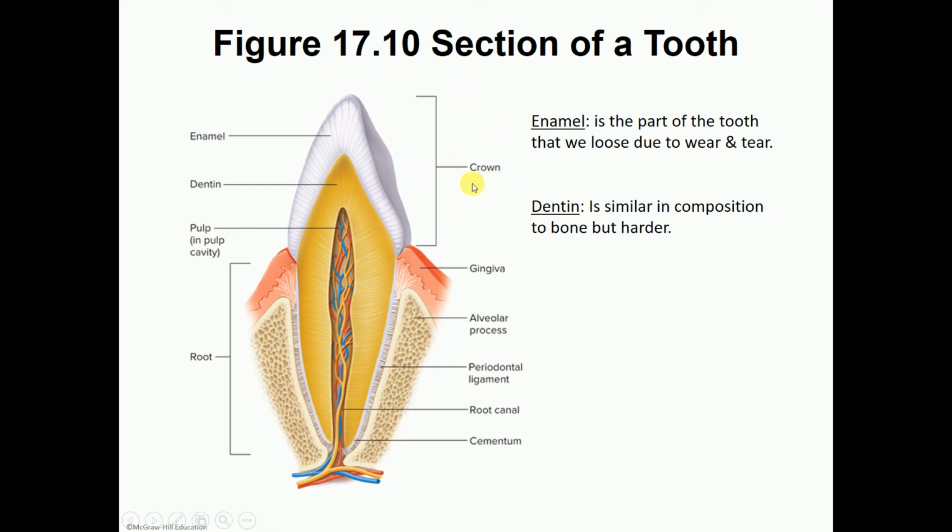The crown is formed out of the enamel, and the enamel is the part of the tooth that we lose due to wear and tear, whether it is munching on something that is a little bit too hard, or whether we grind our teeth as we sleep. That enamel is the part that wears off. Underneath the enamel, we'll find dentin, and dentin is actually very similar in structure to bone, but it is even harder than bone. So dentin is the hardest structure that we have in the body.